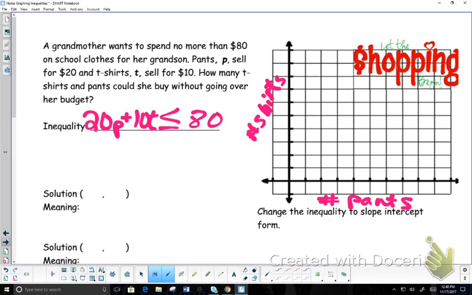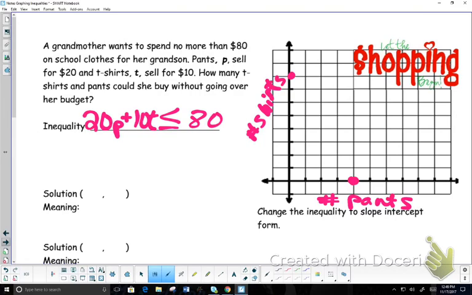20p equals 80, so p equals 4. If Grandma goes and buys you 40 pairs of pants, I wouldn't want to have to carry all those bags. So we'll put 4 pairs of pants. T-shirts: 10t equals 80, so t equals 8. So in other words, if I don't buy any pants, I could buy 8 shirts.